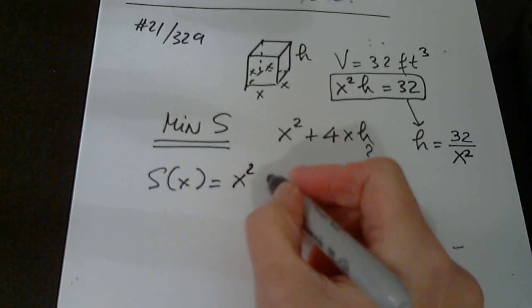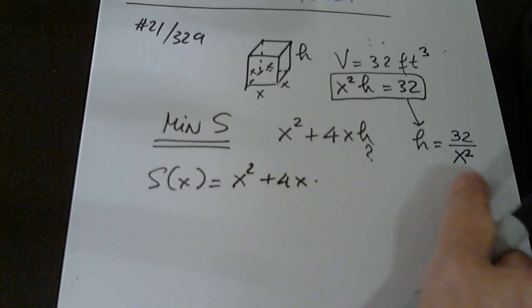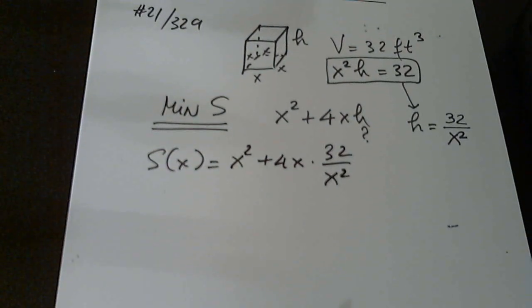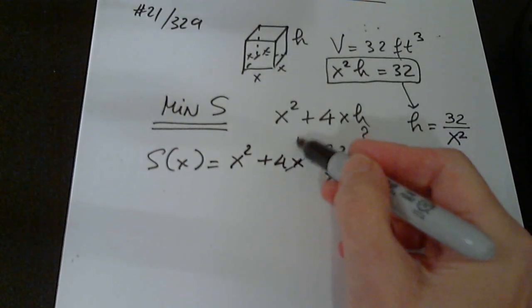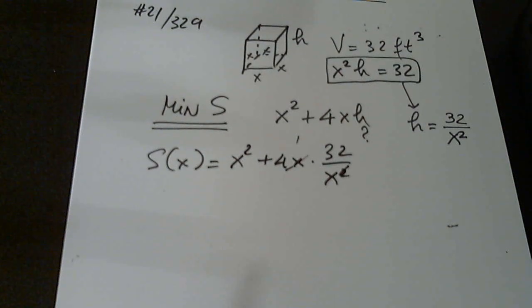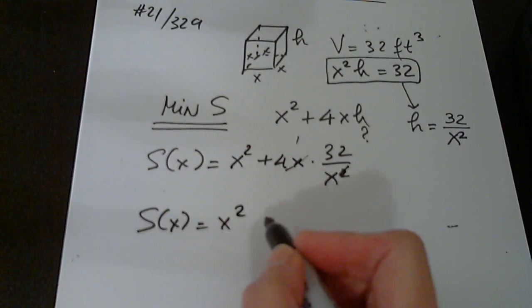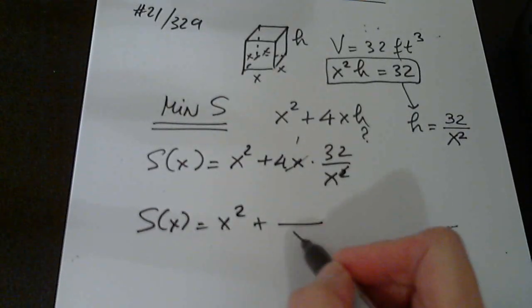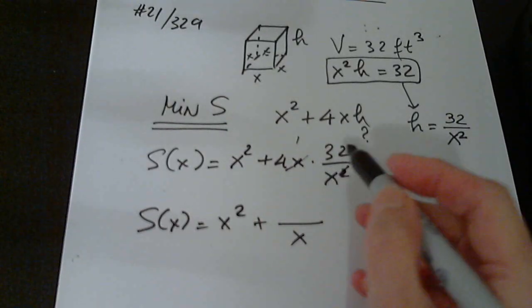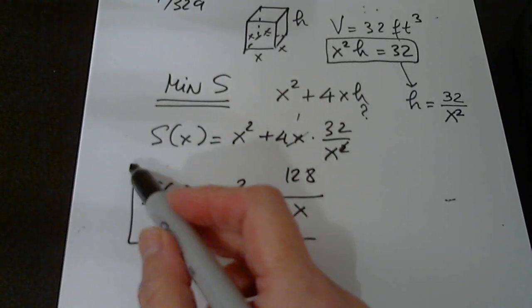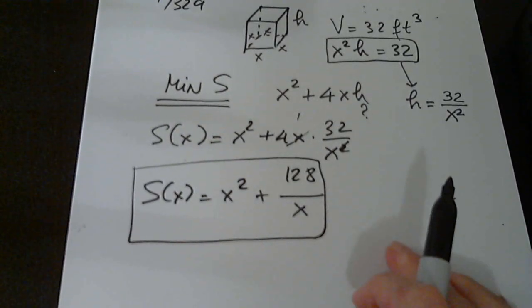So I have x squared plus 4x times h, which is 32 over x squared. Excellent. Thank you so much. Of course, I will simplify an x with an x. So now the function is s of x equals x squared plus 128 over x, since I multiply 4 by 32 and get 128. This is the function that I have to find the minimum for.